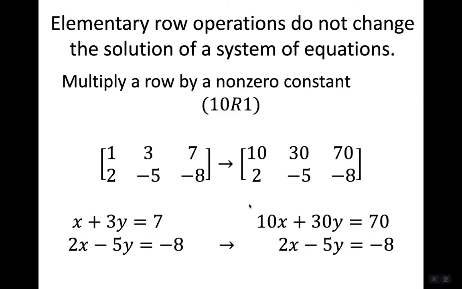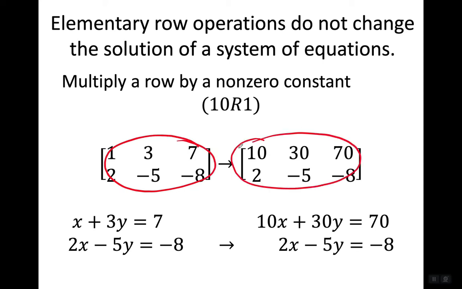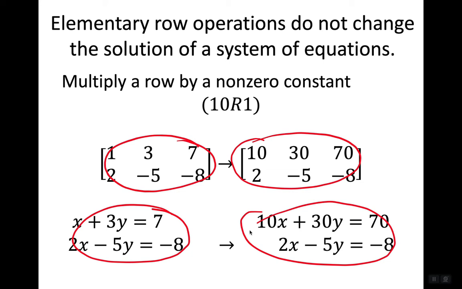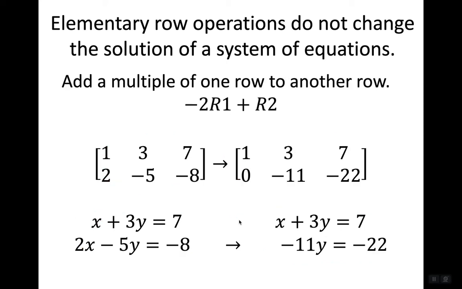How about multiplying a row by a non-zero constant? 10r1, 10 times row 1. In terms of matrices, that will replace this matrix with this matrix. You're just multiplying row 1 by 10. That's the equivalent of taking this system of equations and replacing it by this system of equations. Well, x plus 3y equals 7 is really the same as 10x plus 30y equals 70. That's not going to affect the solution to a system of equations. So multiplying a row by a non-zero constant has no impact on the solution.